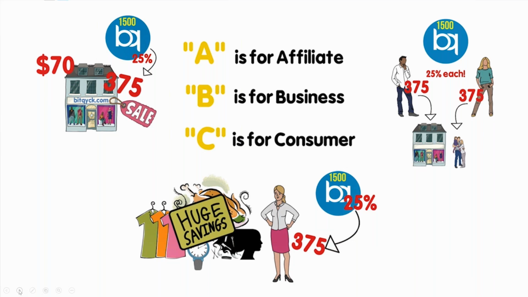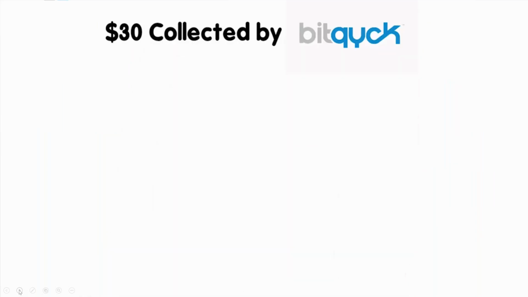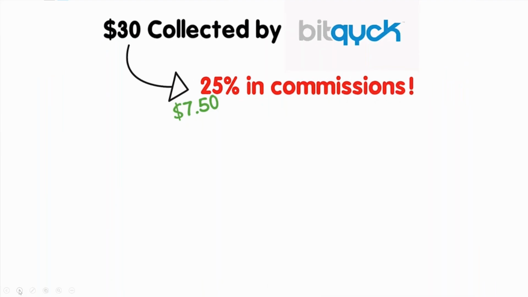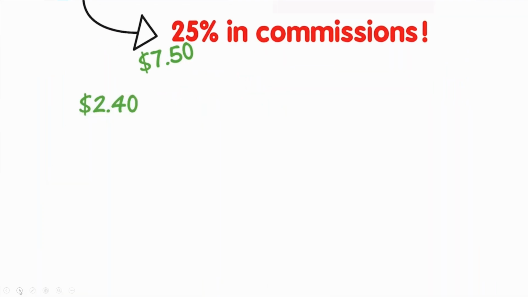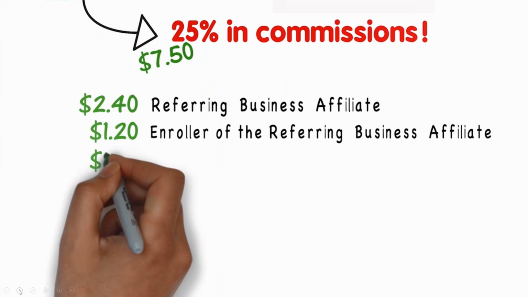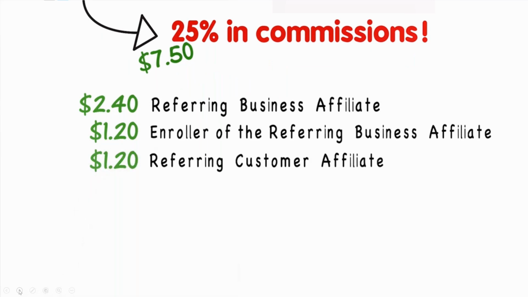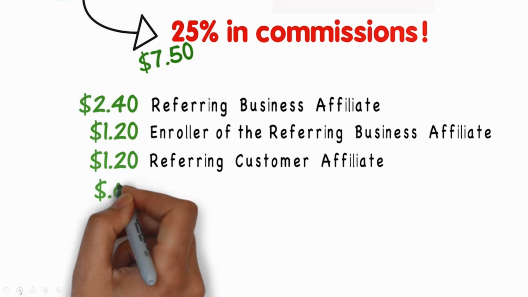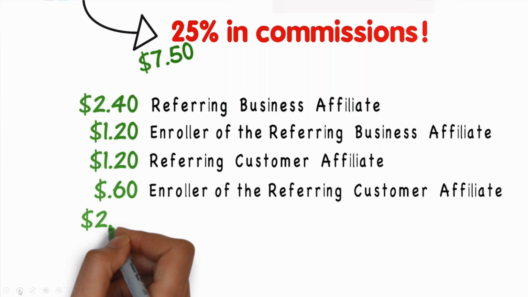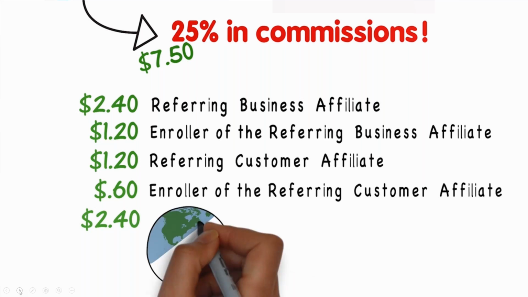And as if that weren't enough, of the $30 collected by beqyck for that $100 sale, we will also pay 25%, or in this case, $7.50 in commissions. That payout is roughly as follows: $2.40 to the referring business affiliate, $1.20 to the enroller of the referring business affiliate, $1.20 to the referring customer affiliate, 60 cents to the enroller of the referring customer affiliate, and $2.40 to a global sales incentive pool.